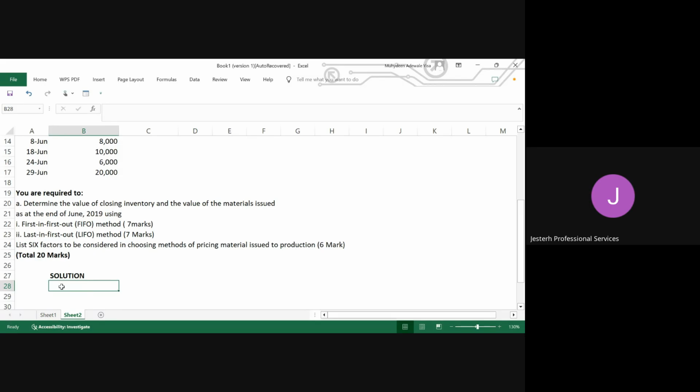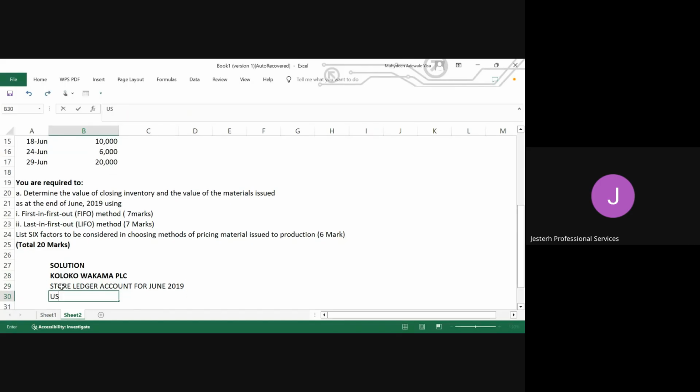Now, whenever you want to start any question, the first thing that you need to do, make sure that you write the name of the company. Writing all these things will give you marks. PLC. Now, this is the name of the company. And then you write stock ledger because we are valuing inventory accounts for June 2019.